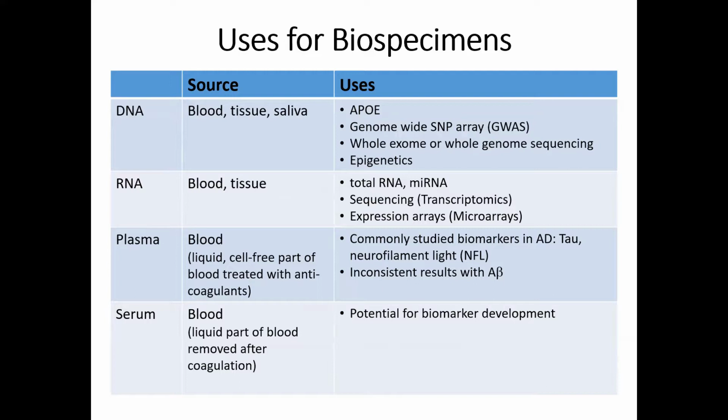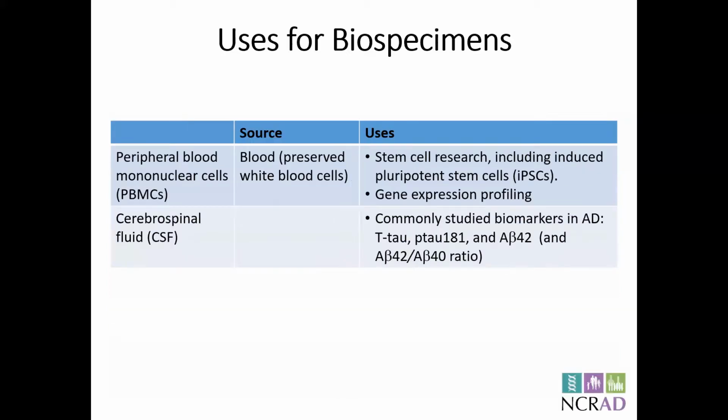Plasma is obtained from blood, and it's commonly used for biomarkers in Alzheimer's disease, such as tau and neurofilament light, also called NFL. There have been inconsistent results with A-beta. Serum is another biomarker source that can be obtained from blood. It's not as frequently used in Alzheimer's disease, but there's interest in developing biomarkers that can be tested in serum.